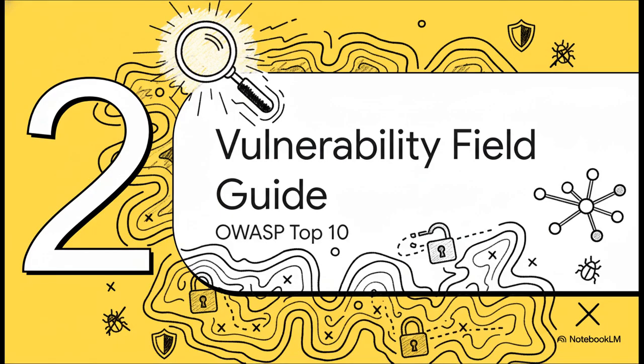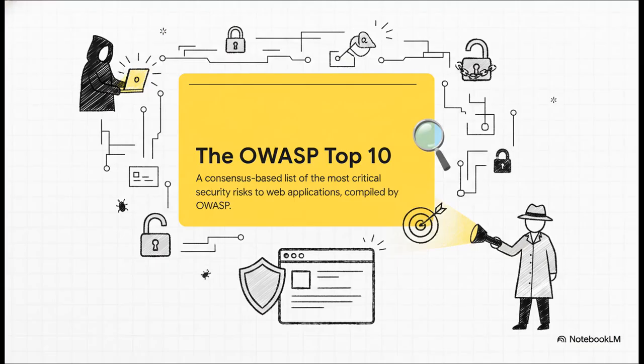Well, for web applications, there's a kind of industry-standard field guide. It's a catalog of the most dangerous and common security risks that everyone in the field knows about. It's called the OWASP Top 10. OWASP stands for the Open Web Application Security Project, which is a mouthful, I know. But basically, this group collects data from all over the world and puts together a list of the absolute most critical security risks. For any hacker, this list is basically their Bible.